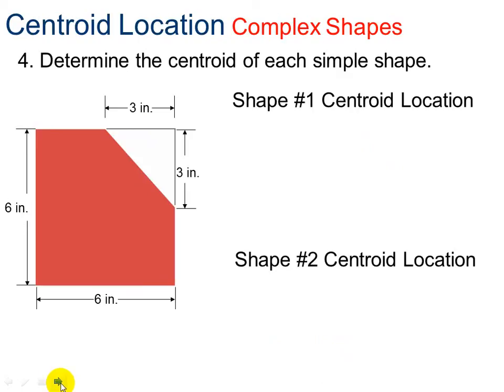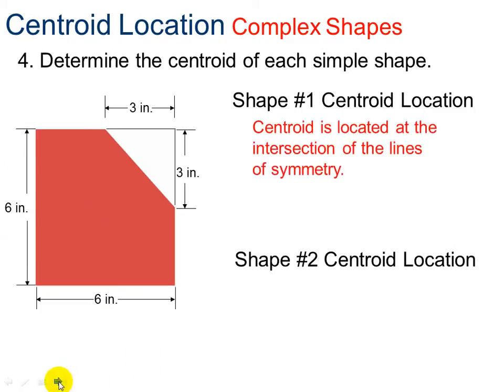So let's determine the location of the centroid for shape number 1, which is the whole square right here. For a square, you do half of the base, so I need to come over 3. It's going to be right in here. And then you do half of the height, so it's going to be up 3. Right in here. And where those two crisscross, that's where the centroid will be located.